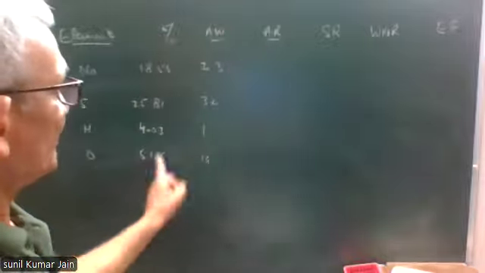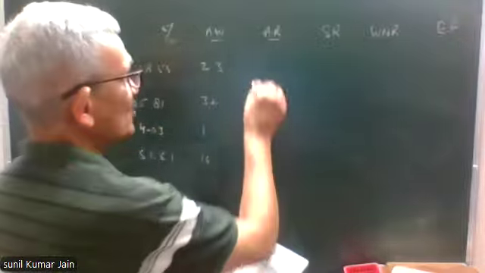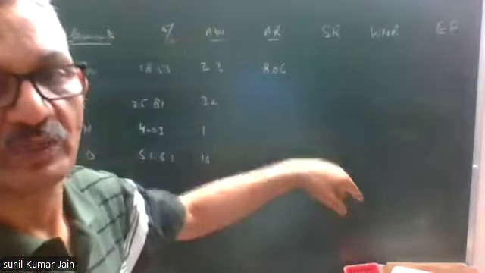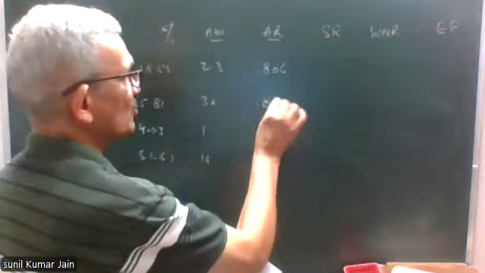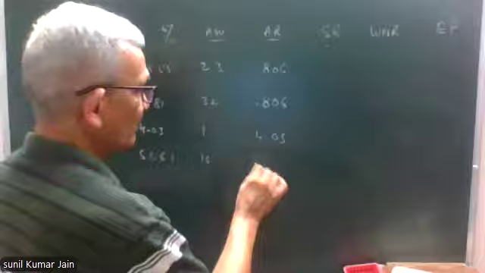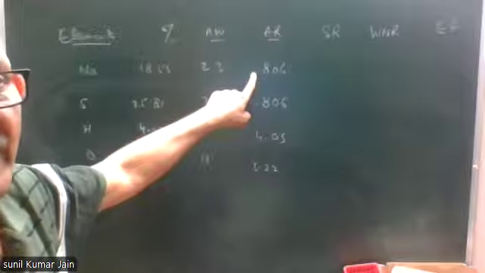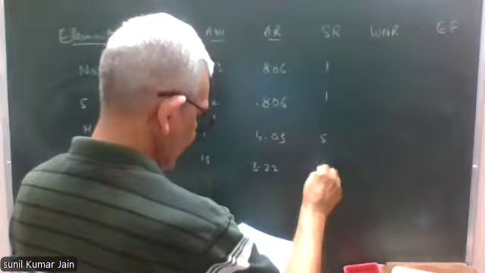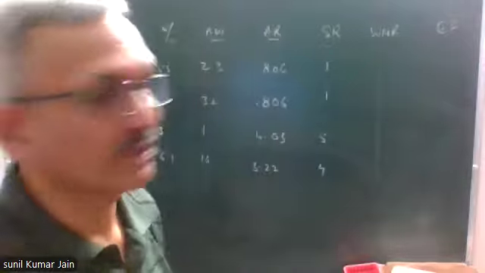Now I'm directly writing values. These percentages divided by atomic weights will be atomic ratios, and values will be 0.806. A calculation has to be shown in the exam, right? But I'm just writing values. This will be 0.806, third will be 4.03, and last will be 3.22. Now, all of them will be divided by the smallest value, that is 0.806. This will be 1, 1, 5, and 4. So this next column is not required because all values are whole numbers.